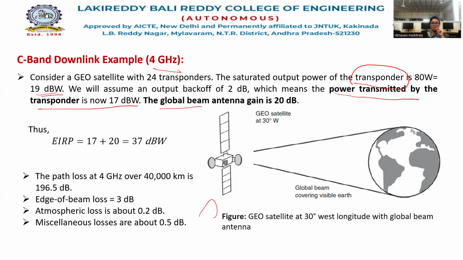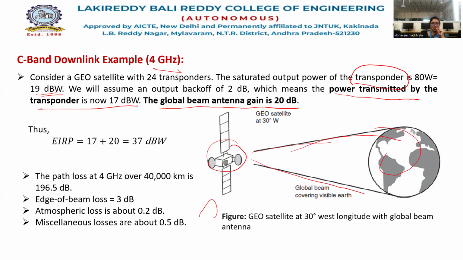Here we are considering the global beam antenna. The coverage of the global beam antenna is 20 dB. Here we can see this is the satellite, and the power which is transmitted from the satellite is the global beam.